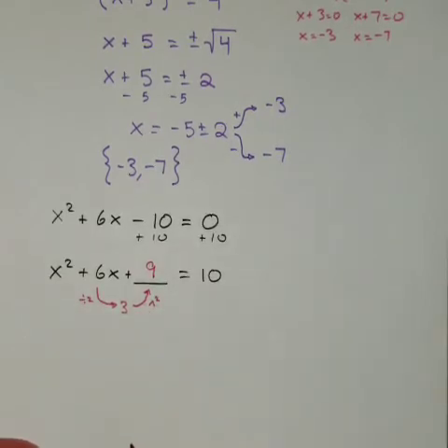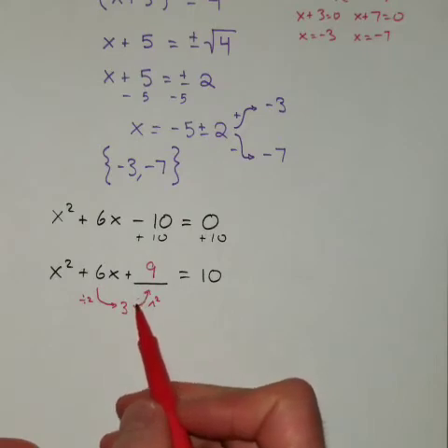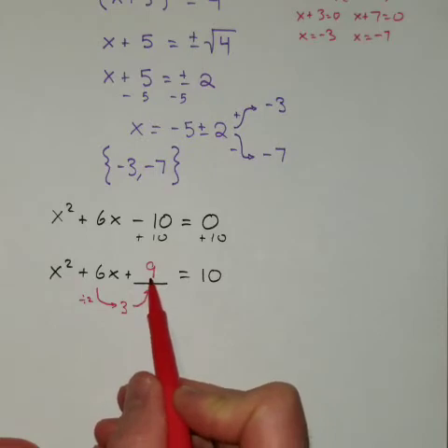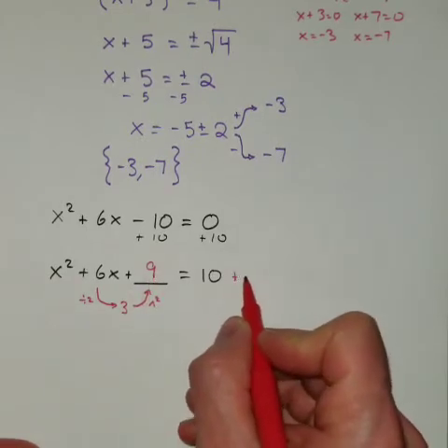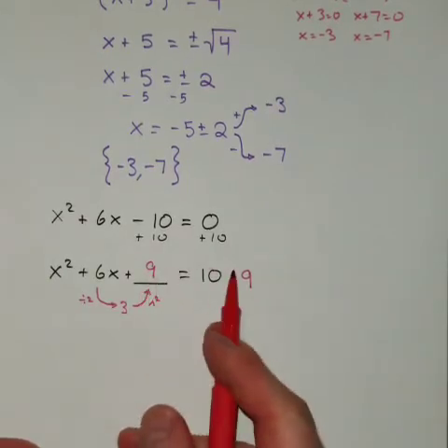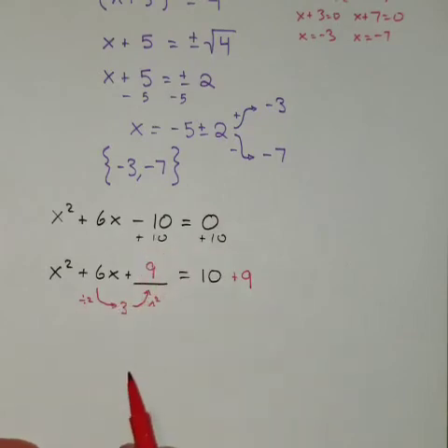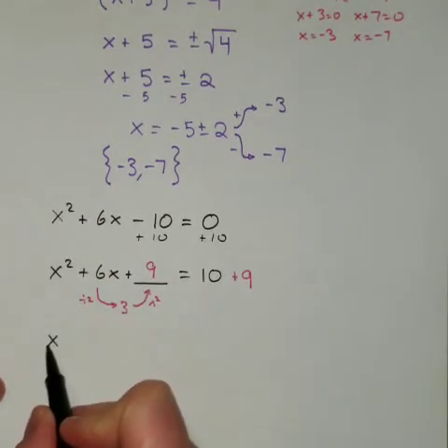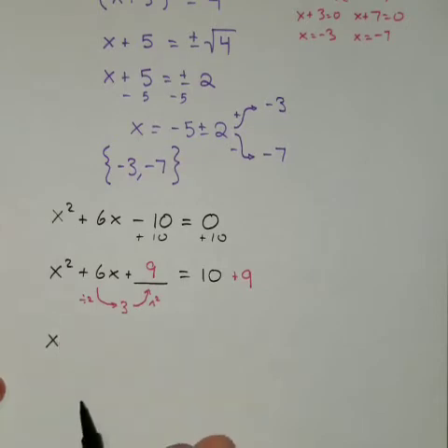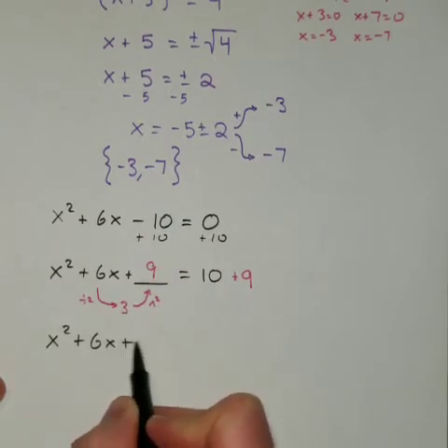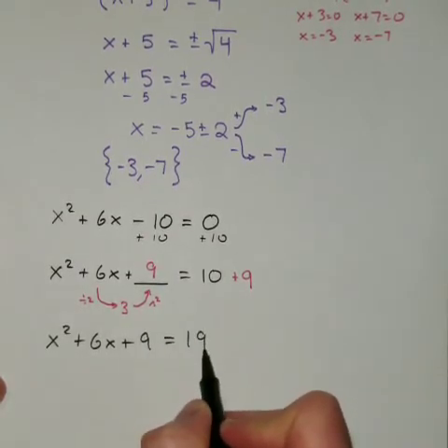Now here's the problem. We have an addition property of equality, which basically says if I add a 9 to the left side, I sure better add the 9 also to the right side. I can't just throw a 9 on one side of the equation without doing it to both sides, just like we did with the 10 up here. Doing that changes the right side a little bit. So let's just write this out: x squared plus 6x plus 9 equals 19.